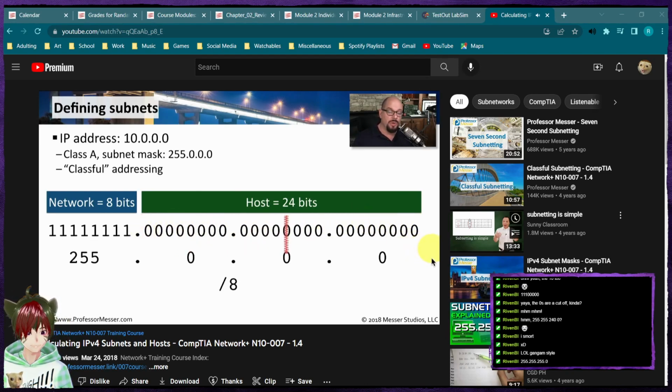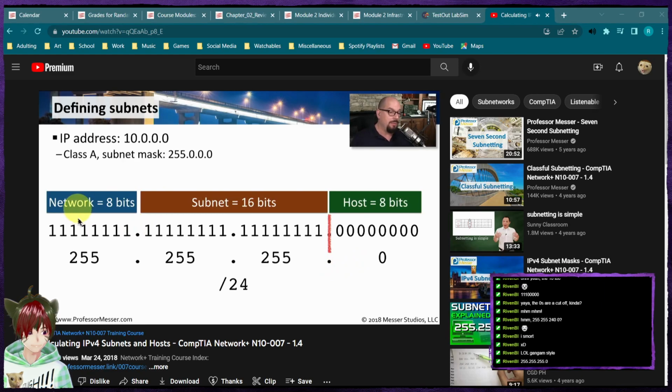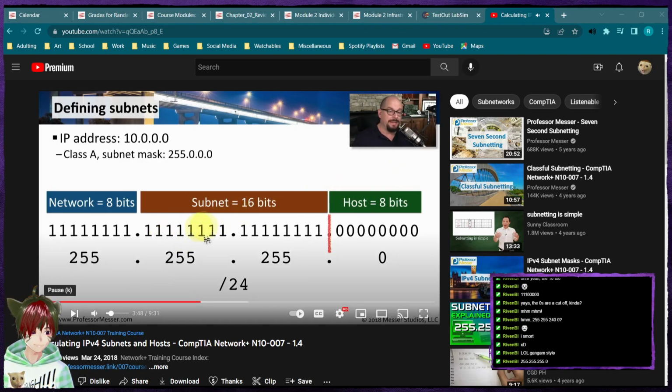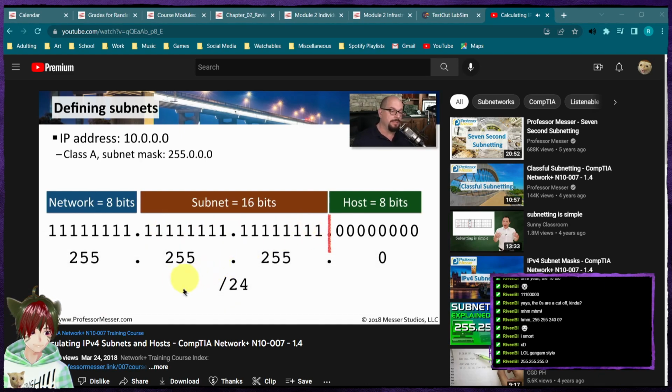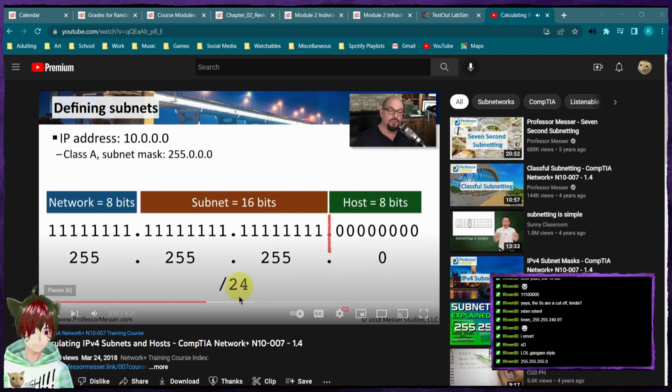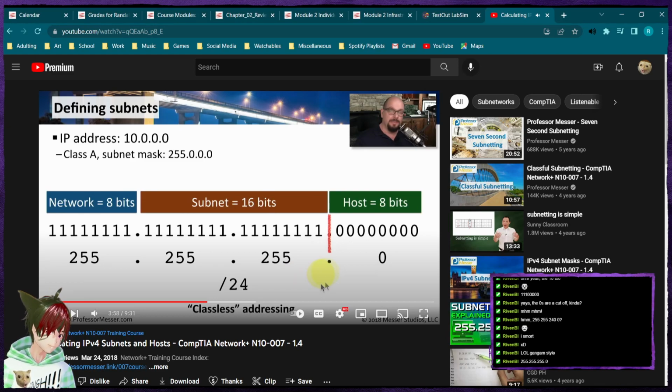So instead of applying all 24 of these bits, let's back out a few of those and leave 8 bits at the end. If we do that, then we have a network that is still 8 bits long. We've borrowed 16 of those bits that were left in the host part of the address, and we'll use those for different subnets. And then we have 8 bits left over for the host that we would use on each one of those subnets. Since we've moved the bar a bit and added in additional networks, our subnet mask has changed to 255.255.255.0 or /24 network.